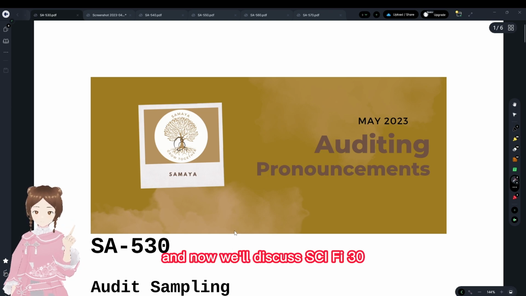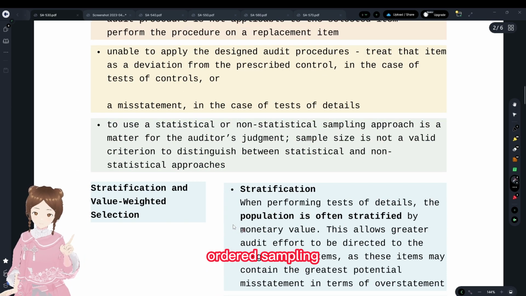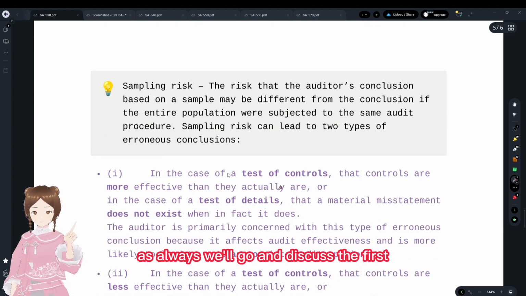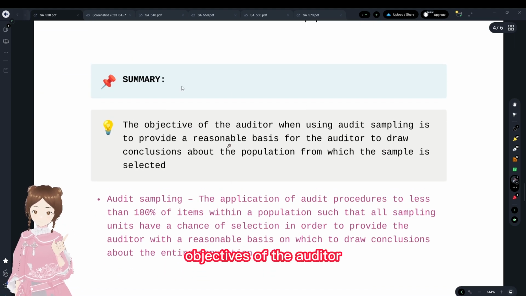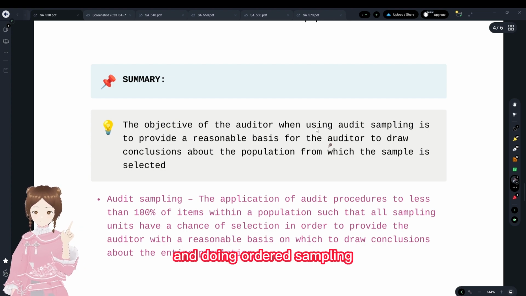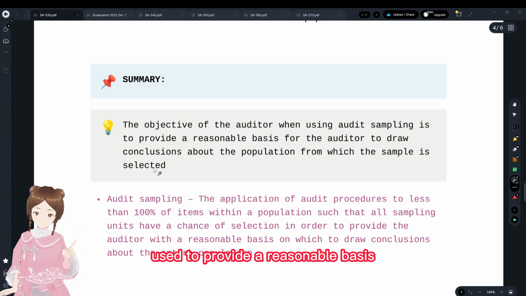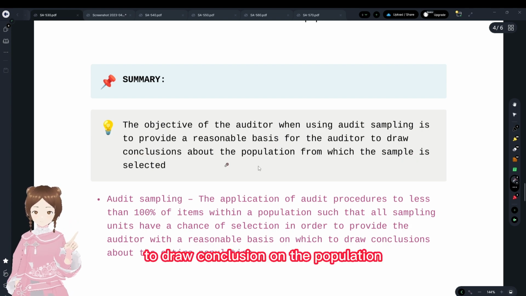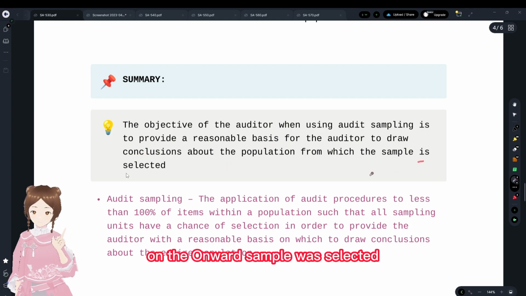And now we'll discuss SA 530 audit sampling. As always, we'll go and discuss the first objectives of the auditor. The objective of the auditor when doing audit sampling is to provide a reasonable basis to draw conclusions on the population from which the sample was selected.